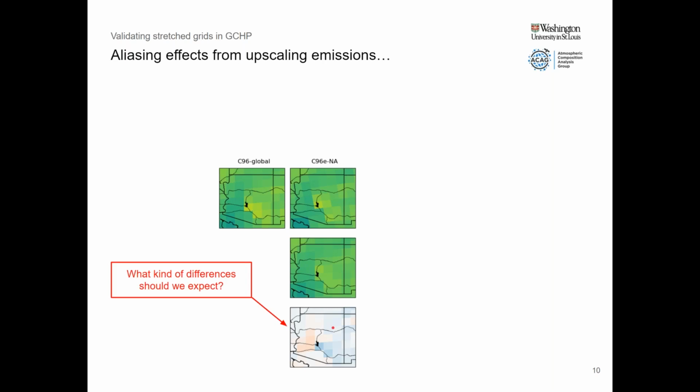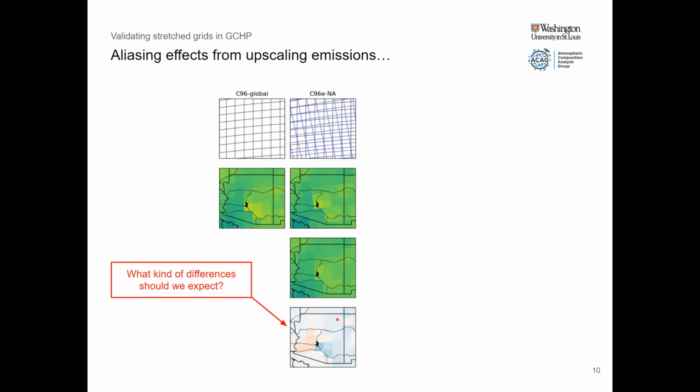And so this leads us to the question of what kinds of differences should we expect? The reason is because these two grids are going to be covering the Phoenix area differently. That means that the emissions from Phoenix are going to be partitioned into the grid boxes slightly differently. And those emissions will then be processed by chemistry and other processes. So we should expect there to be some level of difference purely because of the fact that our grids are different.